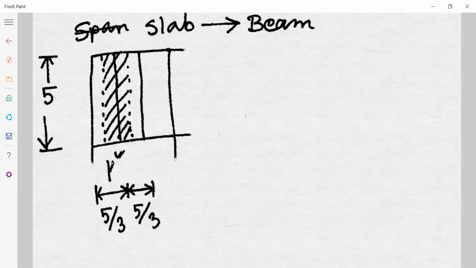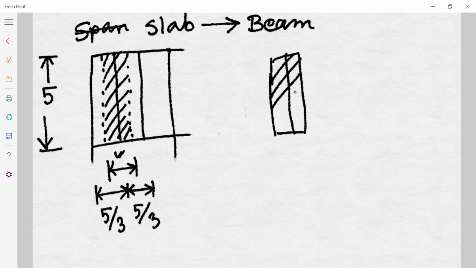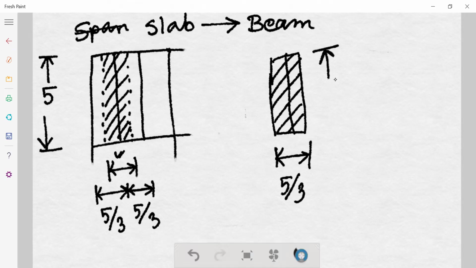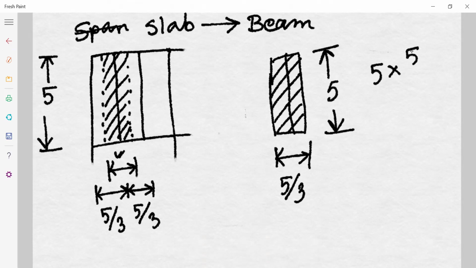So if I want the length of this part, it is also half of 5 by 3 plus half of 5 by 3. So ultimately this length, this tributary area that I am considering, where this is the secondary beam, this length also becomes 5 by 3. This length becomes 5. So area becomes 5 into 5 by 3, area of this slab.